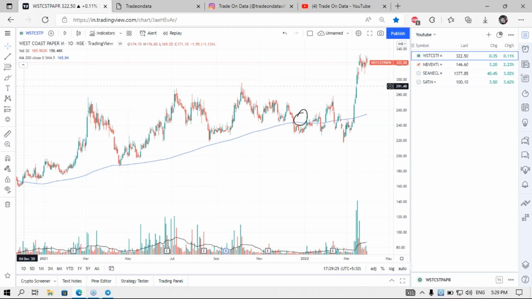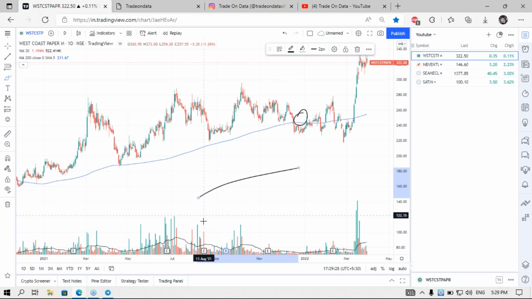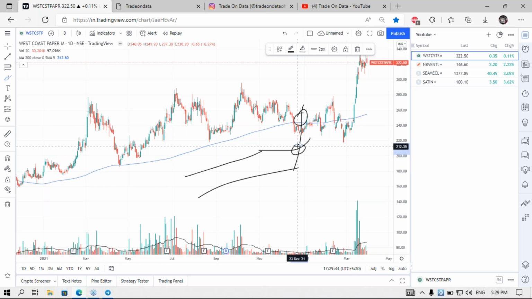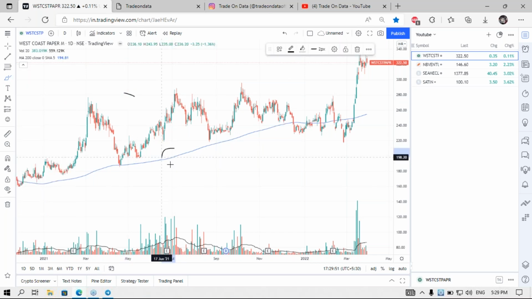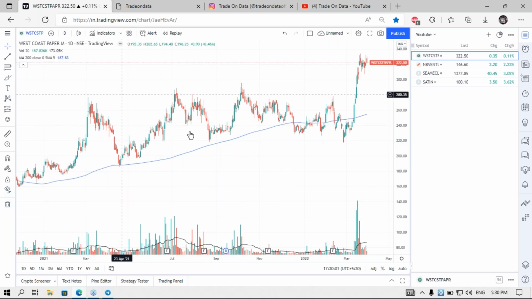Suppose this is your 50 moving average and this is your 200 moving average, and these two lines are running like this. Whenever the 50 moving average crosses the 200 moving average, this particular intersection point is a golden crossover. The same thing goes opposite: whenever a 50 moving average crosses below the 200 moving average line, this is called a death crossover. So this is the general introduction to moving average.